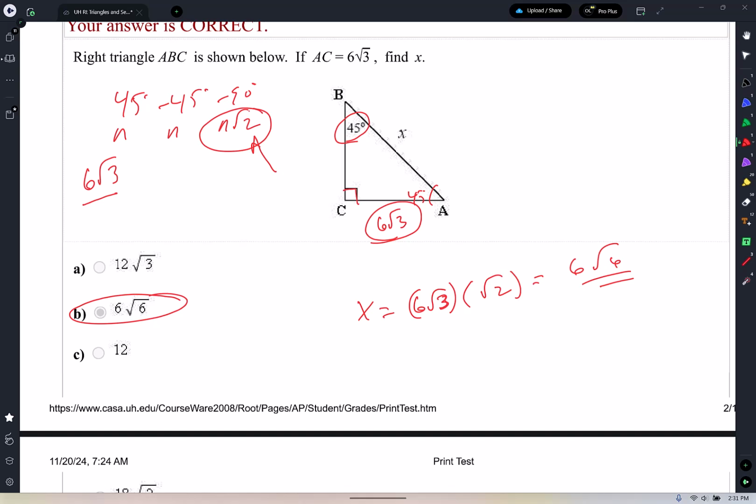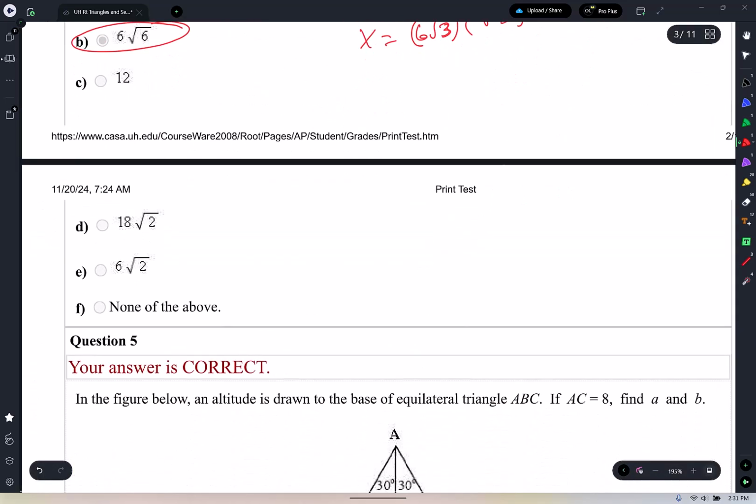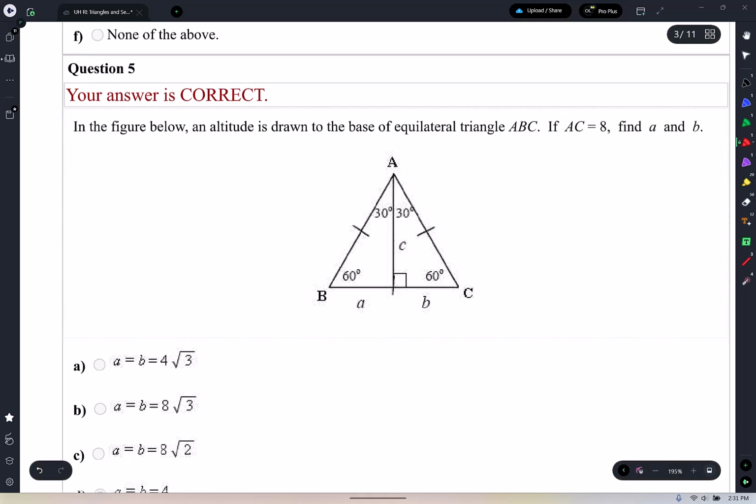Is that cool, guys? Yay! We're already in question 5.